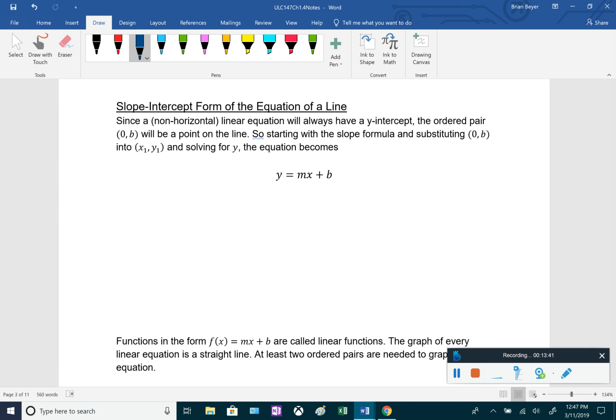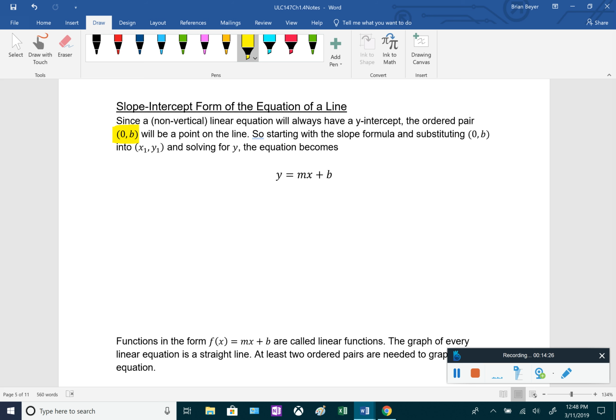Okay, so that actually brings us to the slope-intercept form. So here's our third main form for the equation of a line, or third main equation for this section. Once again, this also comes from the slope formula. Since a non-vertical linear equation will always have a y-intercept, meaning it's going to be passing through the y-axis, that means we know it's going to have some ordered pair, 0, b on the line. If the x-coordinate is 0, that means it is a y-intercept, right? So we know it's going to be 0, b on the line.